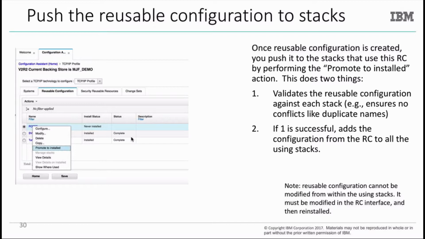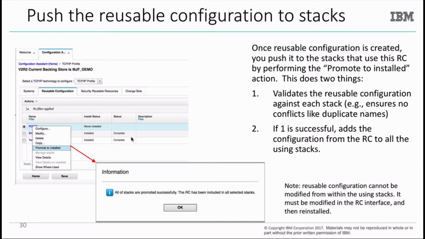Or if you're defining an interface, you can't define one with the same name and reusable configuration that exists in one of the stacks that's being pushed. So there's things like that we verify to make sure that when you push it to the stacks, you're not going to create conflicts. This is additional error checking that you don't get when you're using flat files with include files, right? When using flat files with include files, they just get included and you get the errors that you get. If the validation is successful, then the configuration is pushed from the RC to all the stacks.